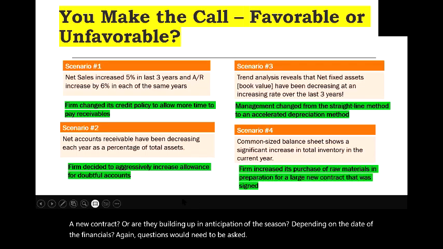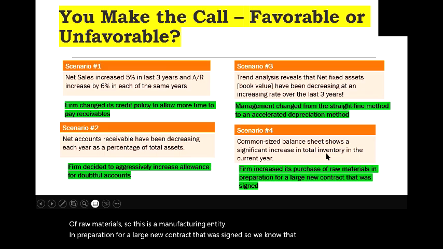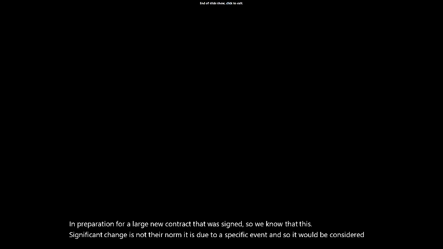We learn that the firm increased its purchase of raw materials, so this is a manufacturing entity, in preparation for a large new contract that was signed. So we know that this significant change is not their norm. It is due to a specific event, and so it would be considered as favorable.